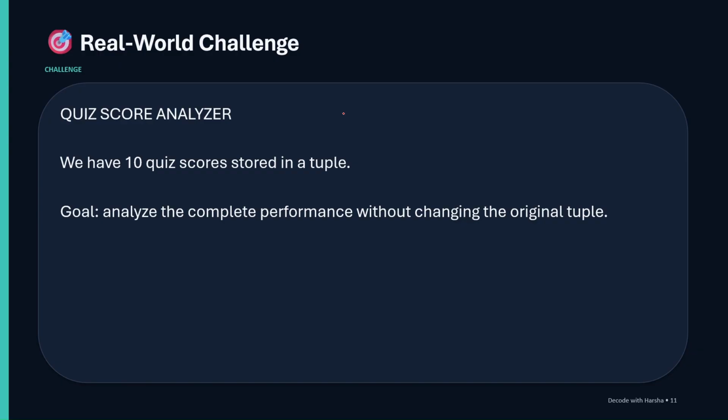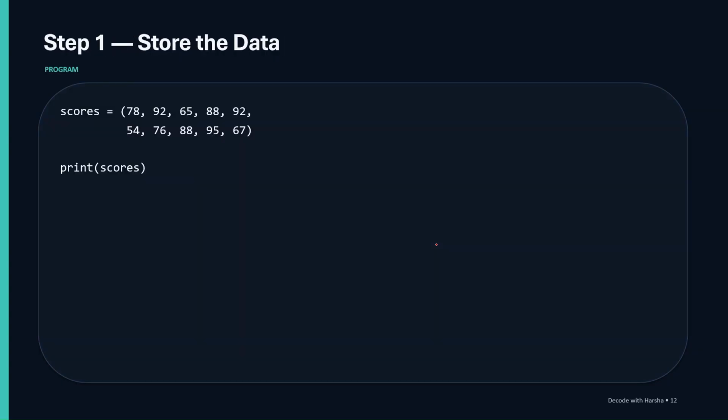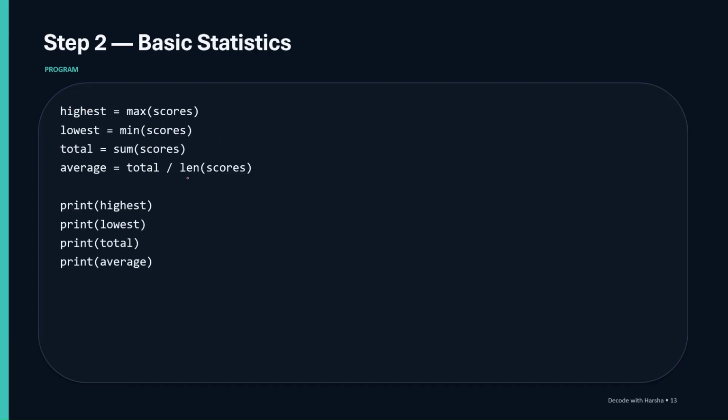So this is the real world challenge that I was speaking about. We have 10 quiz scores stored in a tuple. Our goal is to analyze the complete performance without changing the original tuple. That is our aim. Okay, so let's see what is the first thing. First, we are storing the data, the 10 scores, and we are just printing it. That's it. Second, we are going to use some basic statistics. That's where we are going to identify the maximum value, minimum value, the total, and also the average.